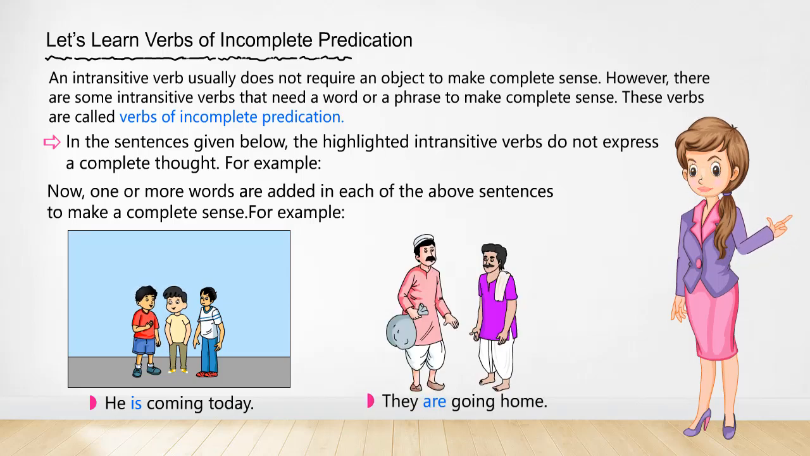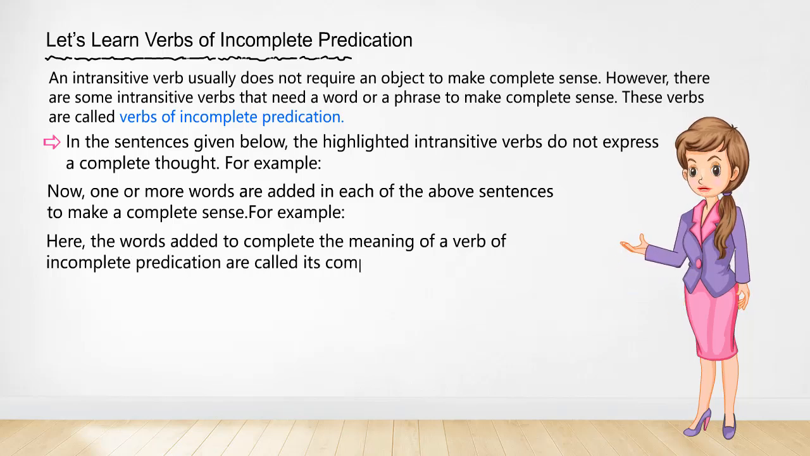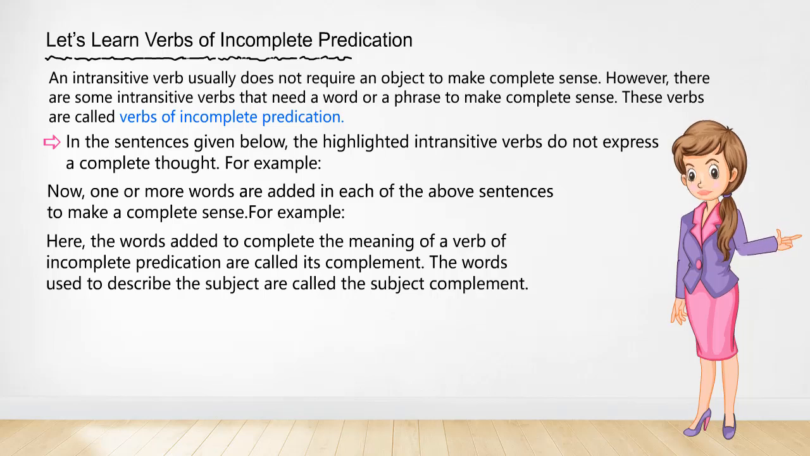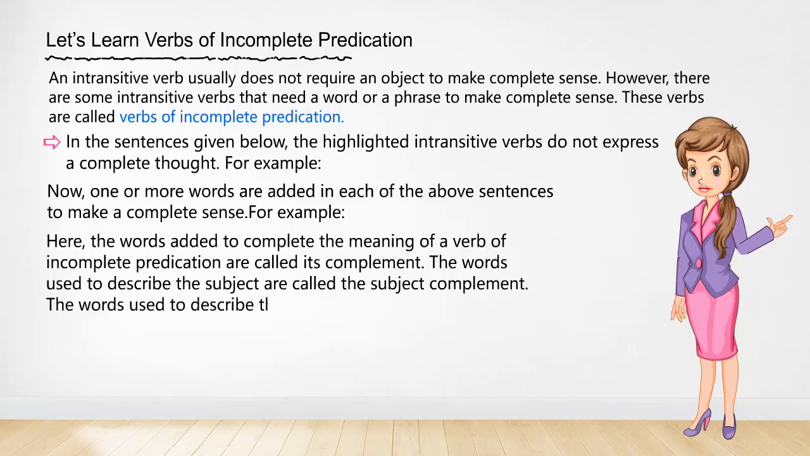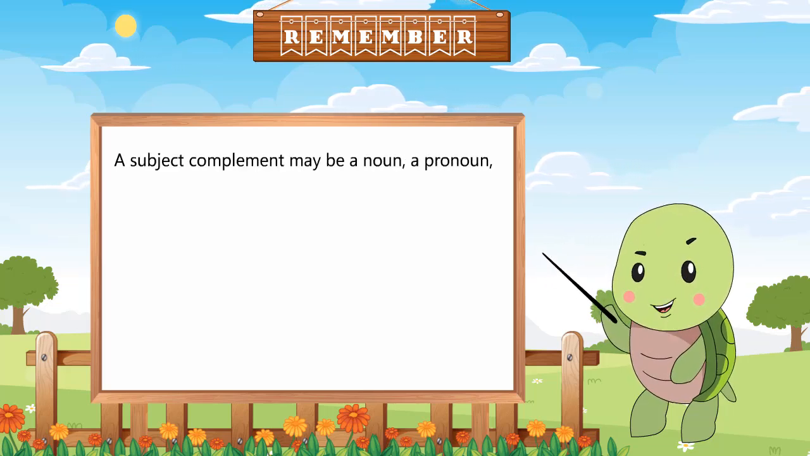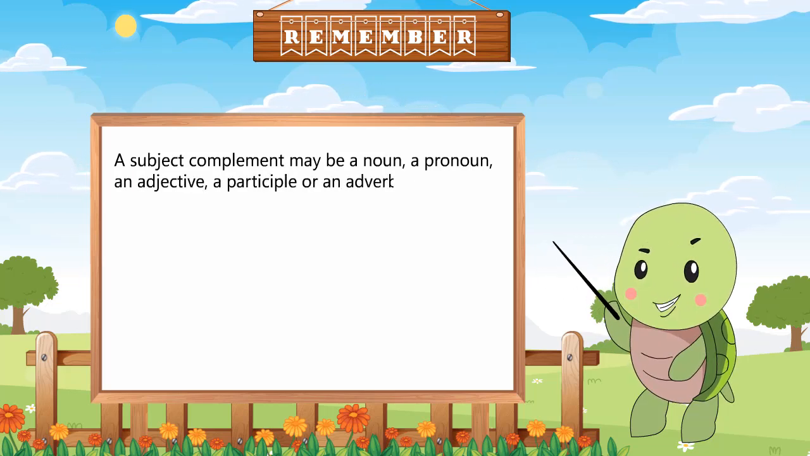They are going home. Here, the words added to complete the meaning of a verb of incomplete predication are called its complement. The words used to describe the subject are called the subject complement. The words used to describe the object are called the object complement. Remember, a subject complement may be a noun, a pronoun, an adjective, a participle, or an adverb.